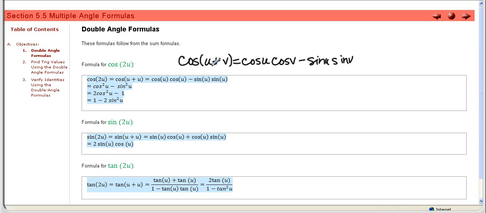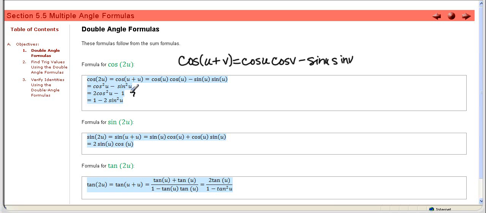So whenever we replace the v with another u, we get cosine u times cosine u minus sine u times sine u. So therefore our formula is cosine squared u minus sine squared u.